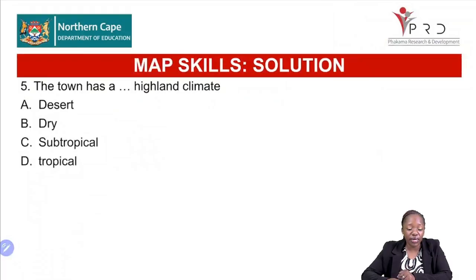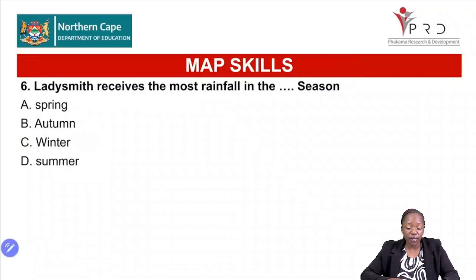Looking there, we were looking at the Ladysmith town. Does it have a desert, a dry, a subtropical, or a tropical highland climate? We have learned in the general information that the town has a subtropical highland climate, which is our option C.